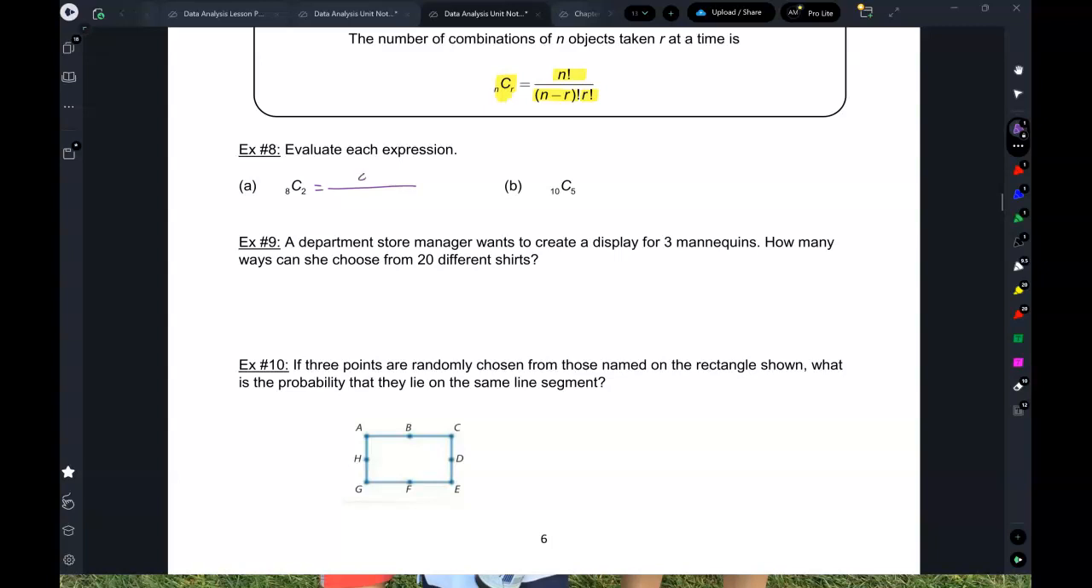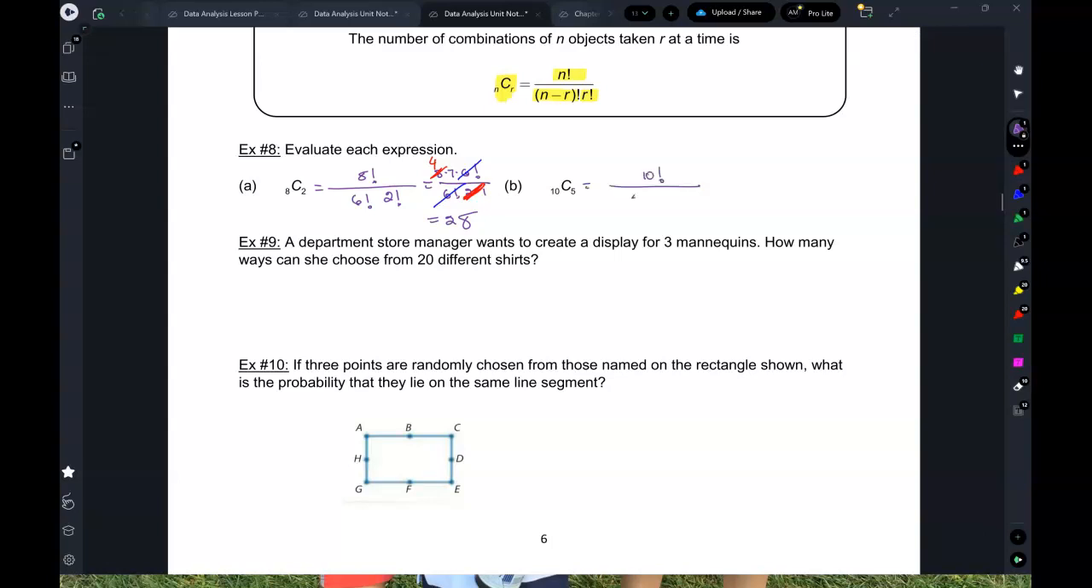The first one factorial, the difference factorial, the second factorial. So this is 8 times 7 times 6 factorial over 6 factorial times 2 times 1. The 6 factorials go away. The 2 and the 4 and the 8 make 4. So this is actually 28.